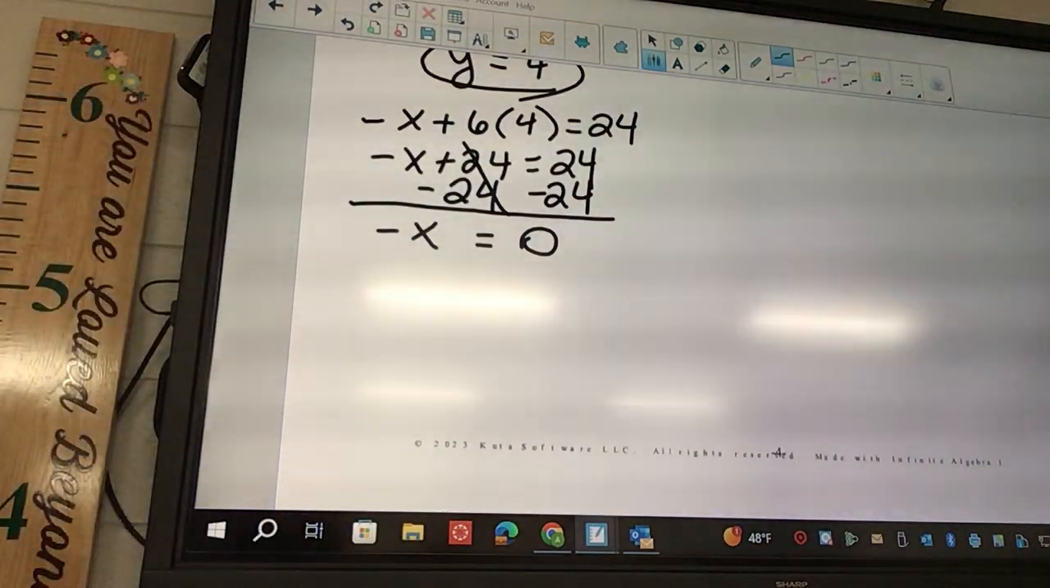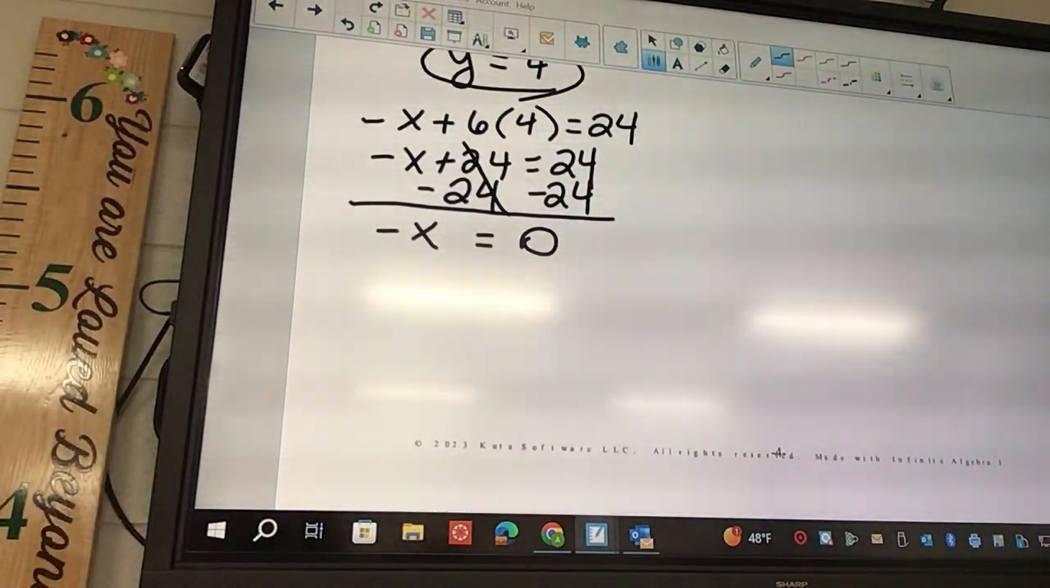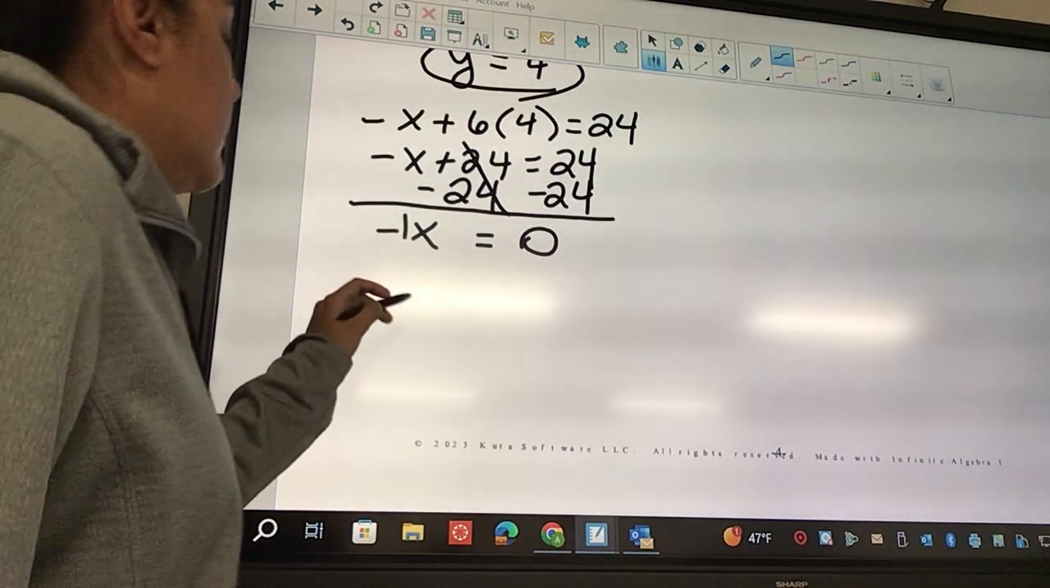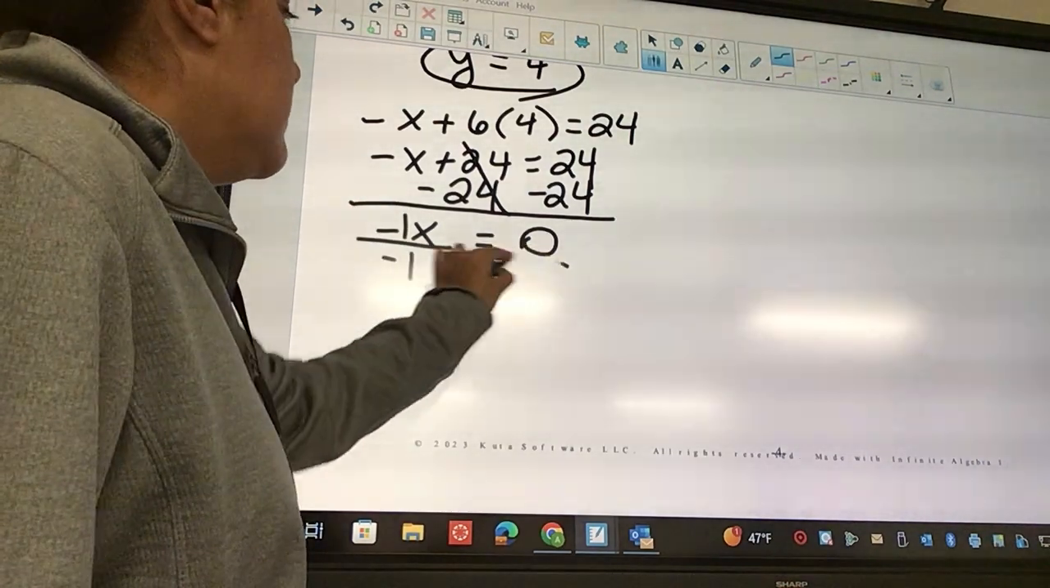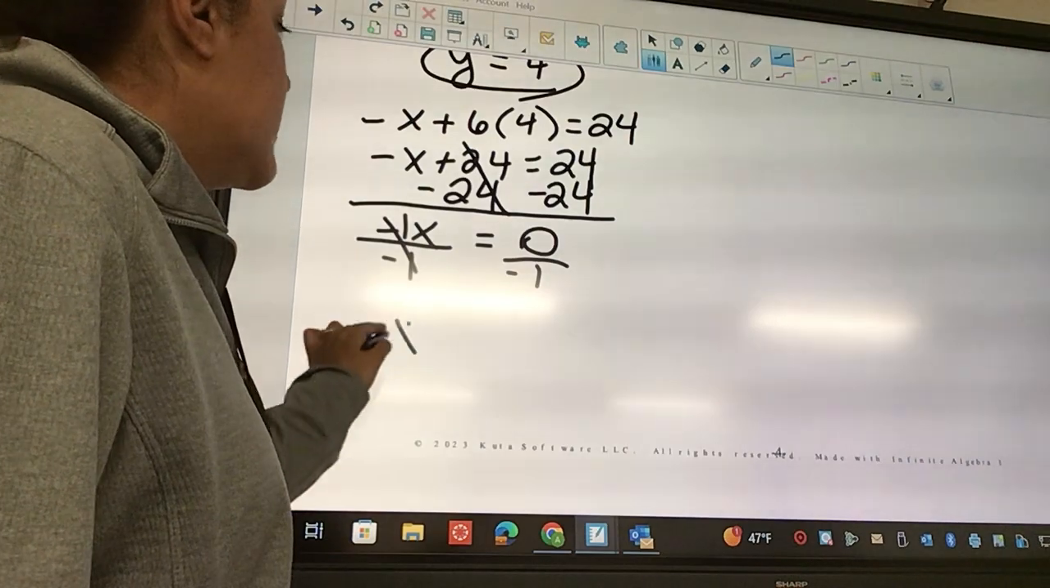Okay, and here's where people mess up. In this case, it's not going to change anything because it's a 0, but if it was like an 8 or a 2 or a 1, literally anything other than a 0, I know a lot of you guys are going to say, well, x equals 0, right? There is a number in front of that x, and it's a 1, okay? So your very last step on these, a lot of times is sketchy because you do need to divide by negative 1.